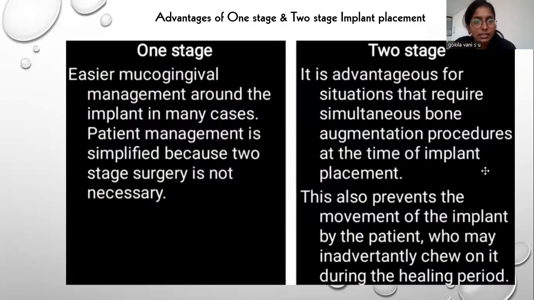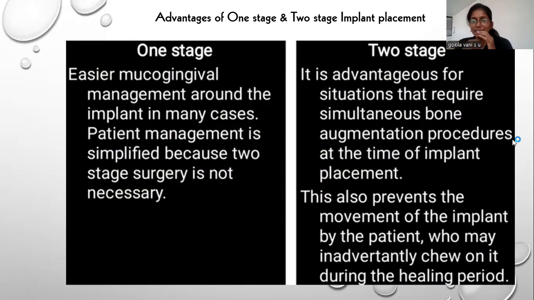So the advantage, as I said, is that patient management is simplified because second stage surgery is not necessary. Whereas in two-stage implant, where augmentation is required, we can do it because we have opened the flap and we can do the augmentation. And also this prevents movement of the implant by the patient who may inadvertently chew, because we are not going to place any attachments over the implant, as in the one stage, where we place an abutment that is fixed to the implant surface. So this will not affect the healing period.